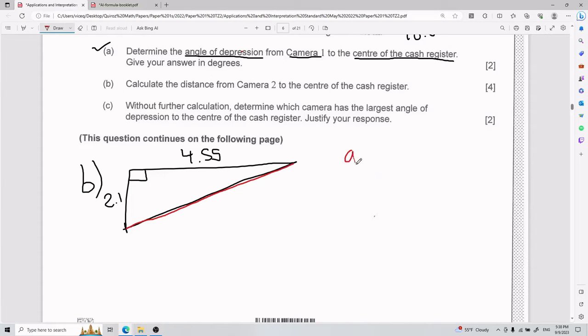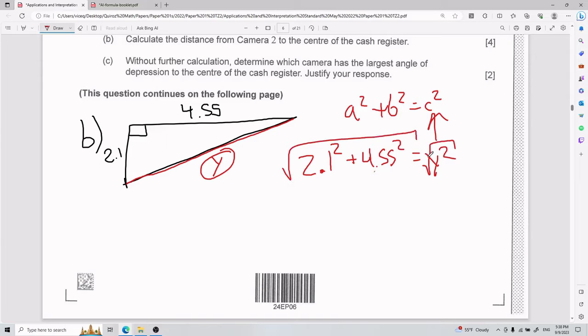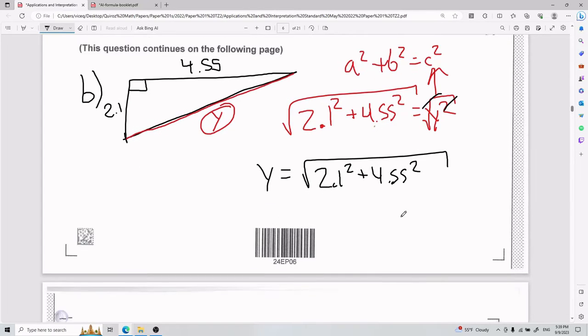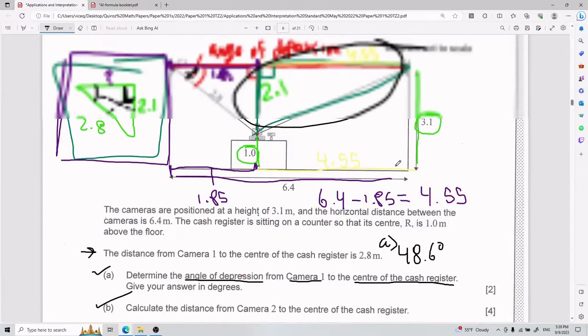Now I can use a squared plus b squared equals c squared. Now this thing in red that I'm going to call y, is it a, is it b, is it c? It's the long part. It's the part that's alone. If it's the long part, it's the one that's alone. So a, I'm going to call it 2.1. B, I'm going to call it 4.55, equals y squared, because it's the hypotenuse, it's the long one. So to get y alone, I do square root to both sides. That means this goes away with this. I end up with y equals square root of 2.1 squared plus 4.55 squared. That means that y is just about 5.01. Around there. Don't forget your units, meters. And so that would be for part B, the distance from camera 2 to the center of the cash register.